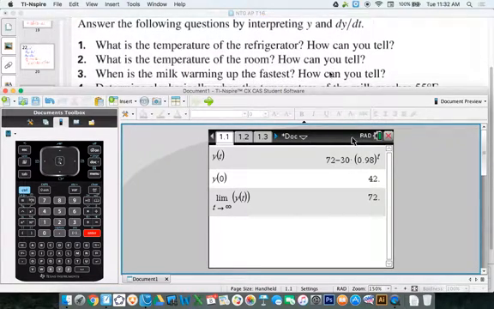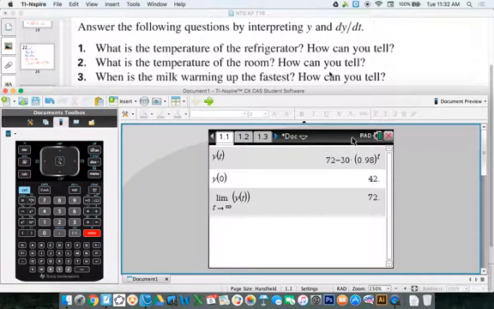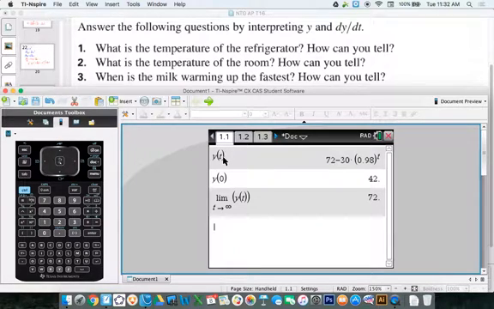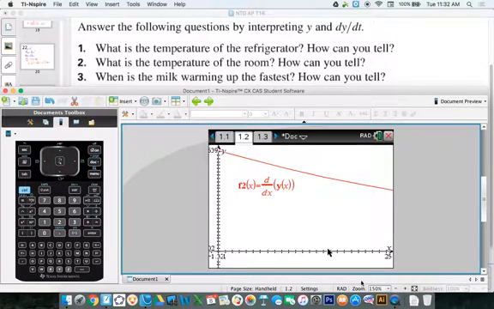Okay, when is the milk warming up fastest? Well, what we need for this is we need to find the derivative, and then we find the maximum of the derivative. Alright, so here I've got the graph of the derivative. This is f2 equals d dx of y of x. So that's my y function. I just changed the variable so I can graph it on an xy axis.